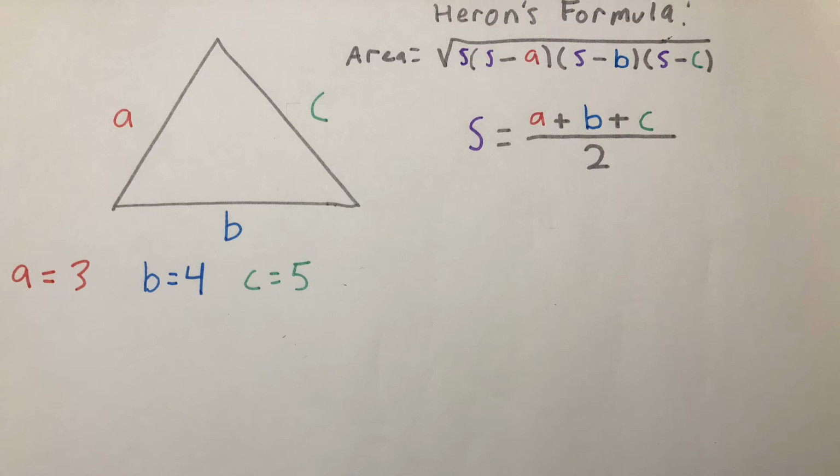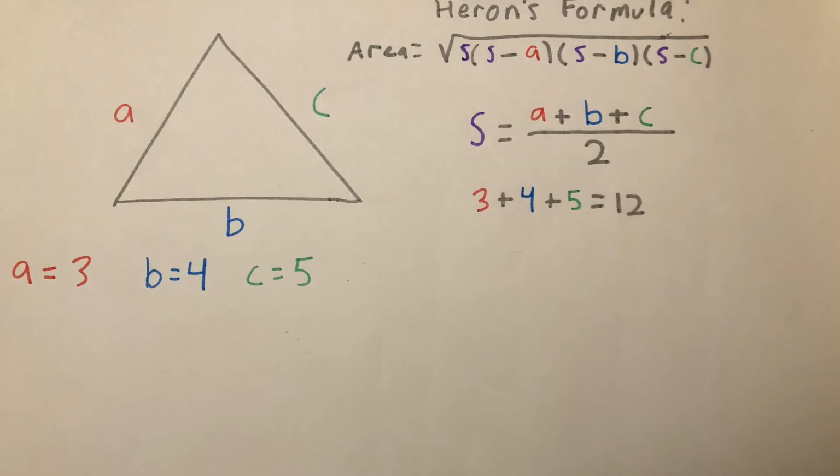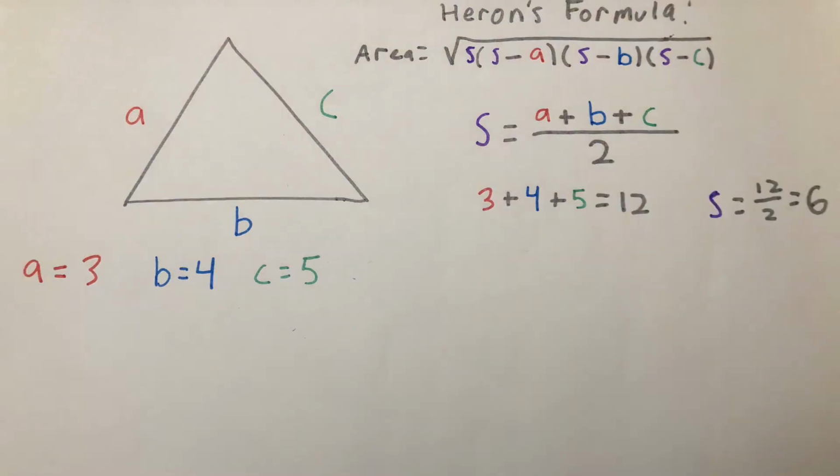First, we must find s. S is equal to a plus b plus c divided by 2. We know that a is equal to 3, b is equal to 4, and c is equal to 5. If we add all of those together, we get 12. And if we divide 12 by 2, we get 6, which is our s value. Now that we know the s value, we can solve for area using the main equation.